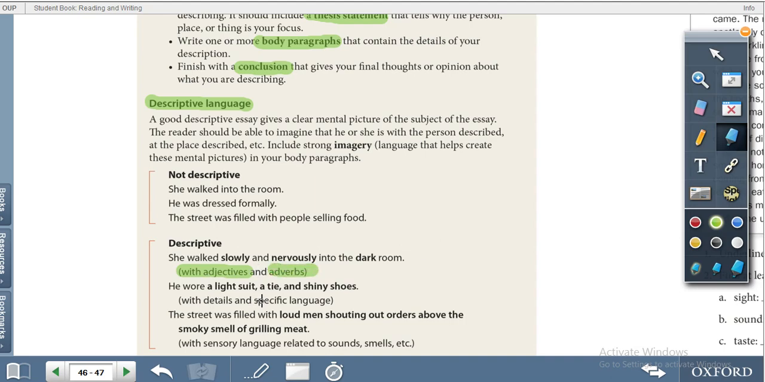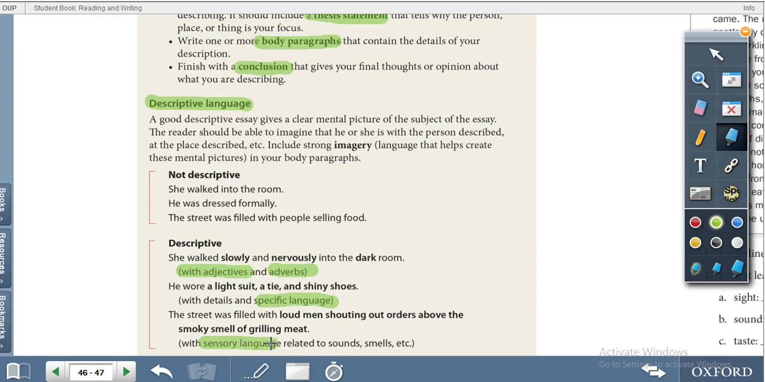In the descriptive essay, the main things we use are adjectives and adverbs, and also specific detail language, like a light suit, tie, shiny shoes, when we are describing some dresses or anything. So I use specific language relevant to the topic. And the final thing, we use sensory language.